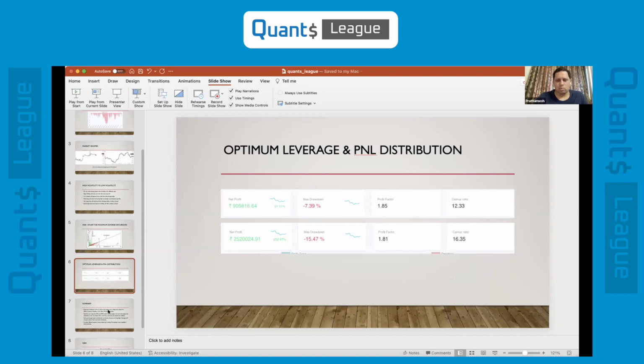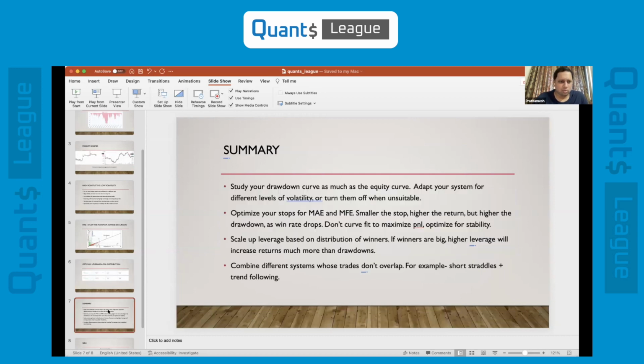So I'll just quickly summarize what we covered and then open it up for Q&A or a discussion. So the first is you want to study your drawdown curve as much as your equity curve. You want to adapt your system for different levels of vol or just have an on off switch, whenever they are unsuitable for the vol, especially low volatility, which is a problem. High volatility can be dealt with by increasing your stop size.